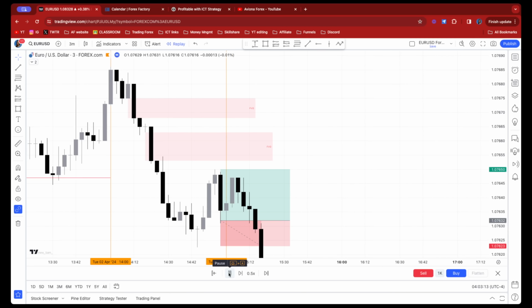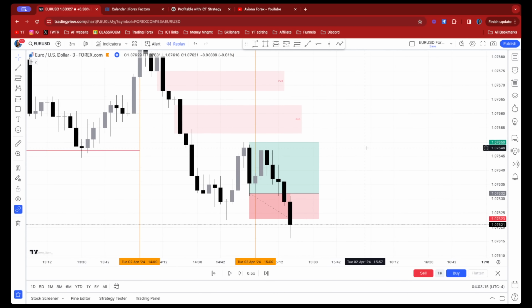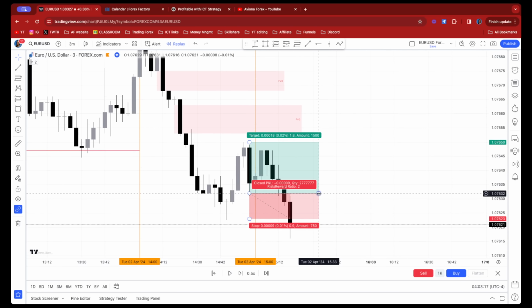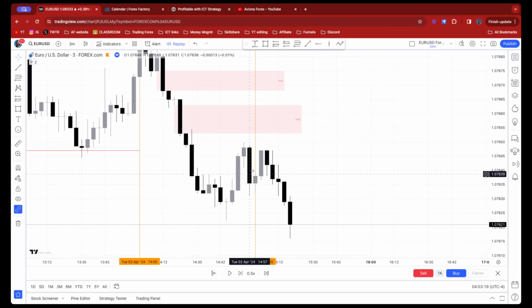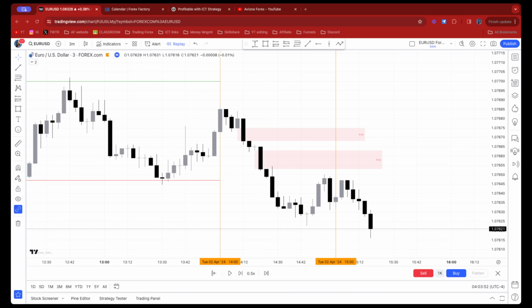So even if you did enter, that would not have been a good idea. So always remember, wait for your confirmation, be patient. If you're not 1000% sure, the best thing that you can do is to preserve your capital. And these are the 3 silver bullet sessions for the 2nd of April 2024. Now we're going to look at the 3rd of April, Wednesday 2024.